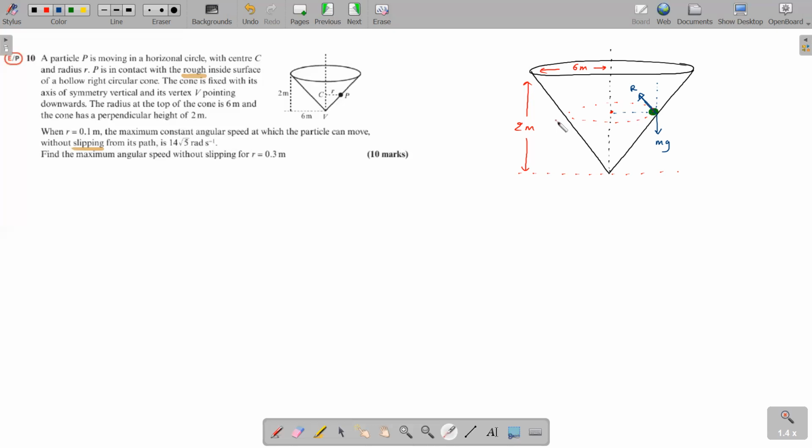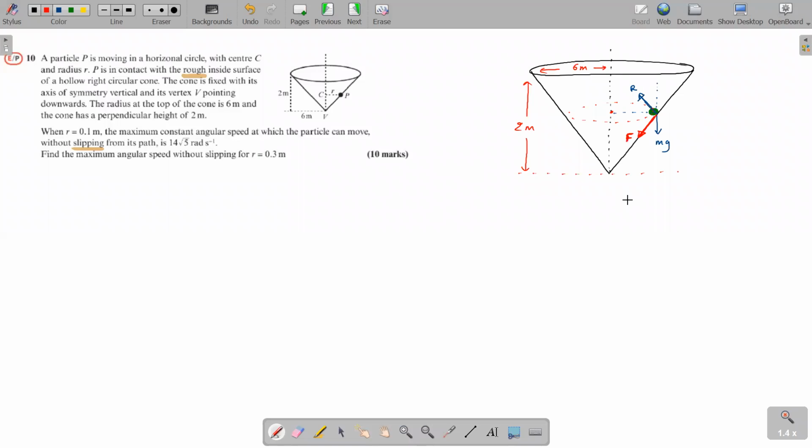But if the particle goes really fast, the tendency is that it will try to move up. If you're going really slow, you will try to go down. But if you're moving really fast, the tendency is the particle will try to move upwards. So therefore, if you are moving at the maximum possible angular speed, the friction will be acting downward. This is one of the most key and important things. So with the maximum friction, the particle is about to slip, right? They're saying the particle can move without slipping from its path. Basically your friction is acting downward.